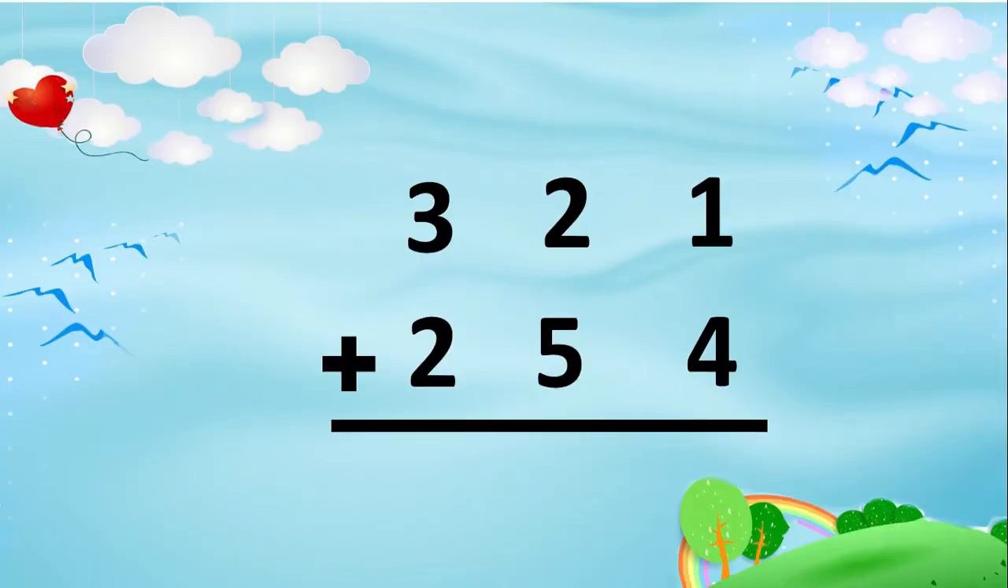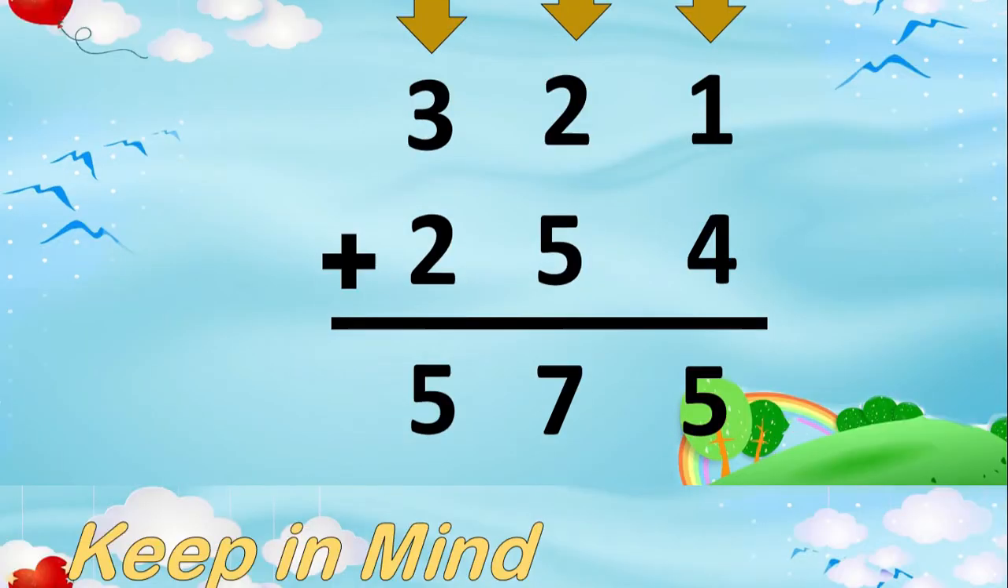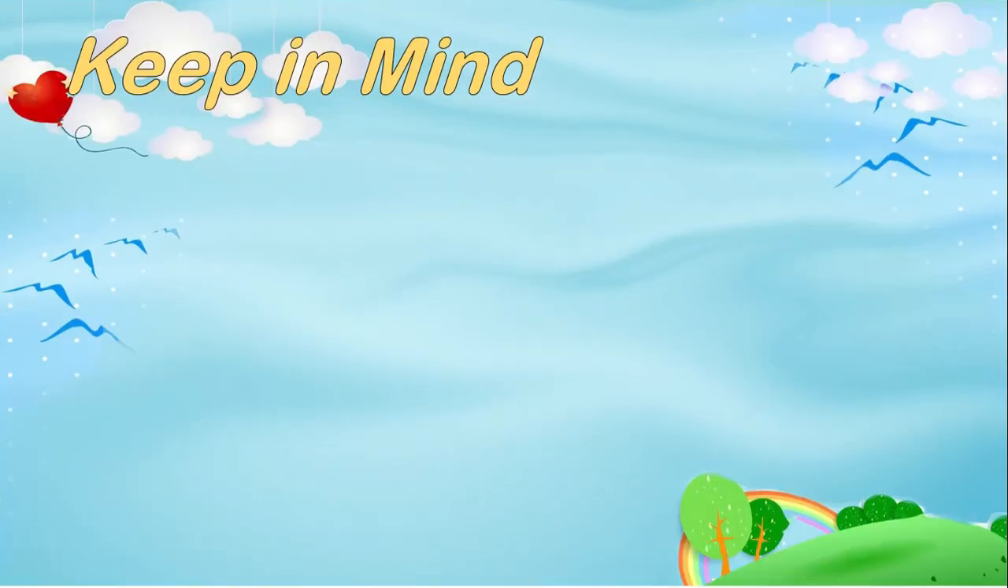So we have here 1 plus 4 is equal to 5. Next would be 2 plus 5 is equal to 7. And let's proceed to the hundreds place, which is 3 plus 2 is equal to 5. So we can say that 321 plus 254 is equal to 575. Okay, very good, grade 2 Newton.